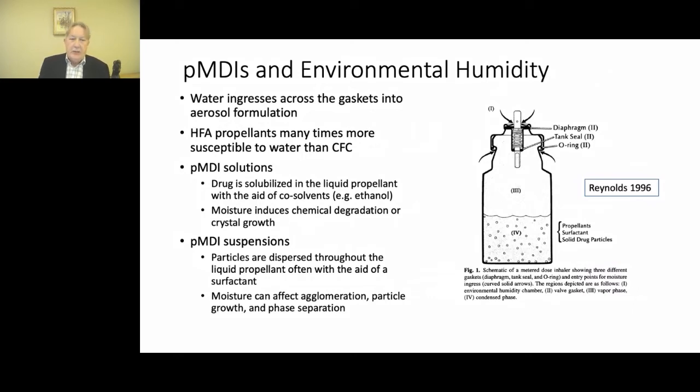For MDI solutions, these are essentially drugs solubilized in a liquid propellant with the aid of co-solvents, most often ethanol. And we know ethanol loves water. What moisture can do is induce chemical degradation or crystallization. For MDI suspensions, the particles are dispersed throughout the liquid propellant, most often with the aid of a surfactant. And moisture can affect agglomeration of that powder, particle growth, as well as phase separation. So a lot of people aren't aware that MDIs are susceptible to environmental humidity.